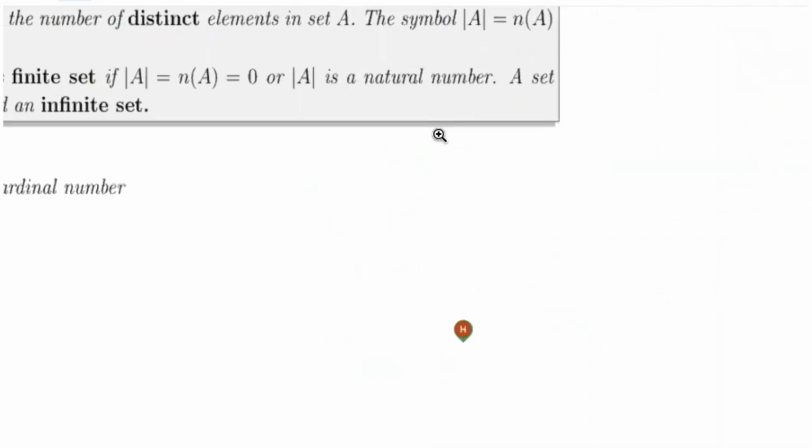If I said A equals this, what's the cardinal number of set A? How many elements are in the set? This is the empty set. The empty set has no element. No element. It's 0.